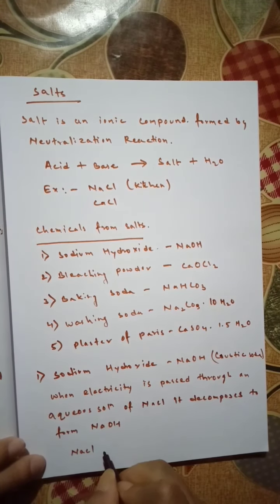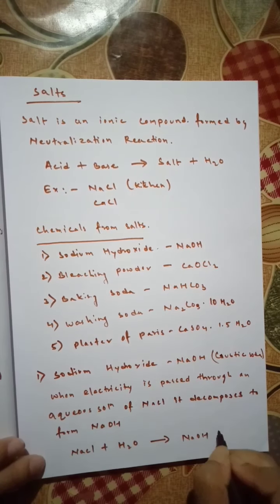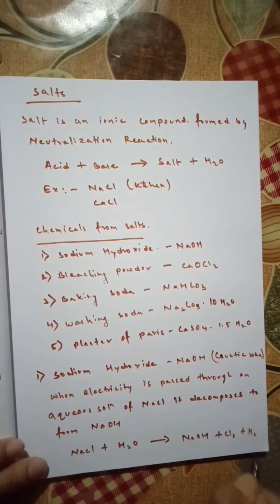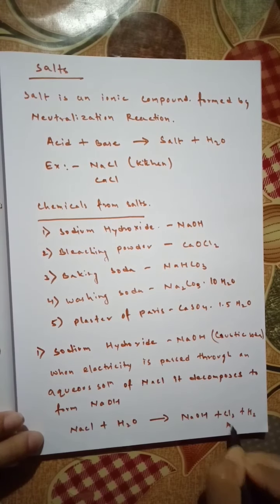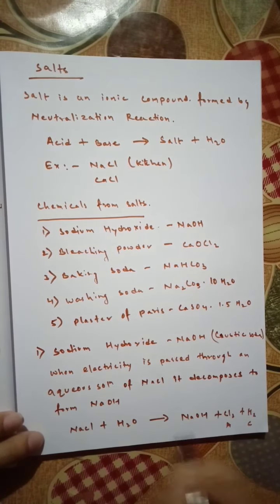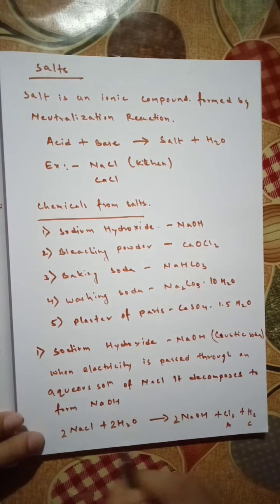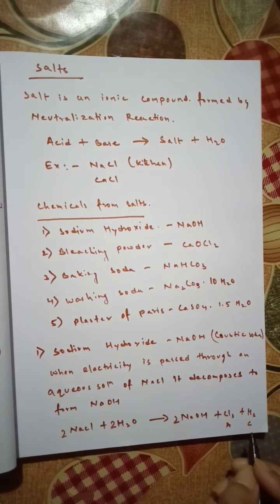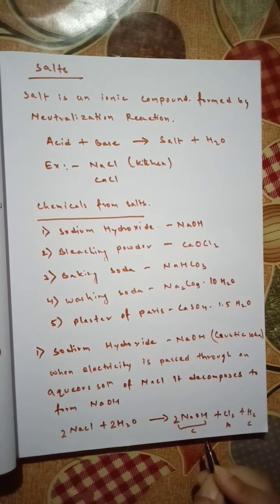Which means when NaCl is reacted with water, we get NaOH plus chlorine plus hydrogen, which means we have two points, one is the cathode and one is the anode. In this reaction, this is the anode and this is the cathode. Now let us complete the reaction: 2NaCl plus 2H2O gives 2NaOH, and we get the reaction like this. Now remember that when hydrogen is released from the cathode, we also get the NaOH solution from the cathode.